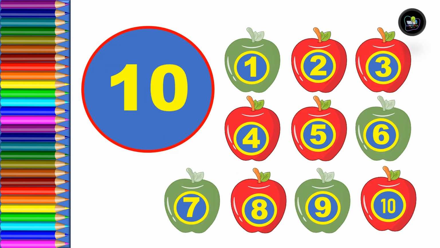Next, 10. 1, 2, 3, 4, 5, 6, 7, 8, 9 and 10. Count 1, 2, 3, 4, 5 and 6 red apples. 1, 2, 3, 4 green apples. The total 6 plus 4 equal to 10. 10 apples. So today we close here.